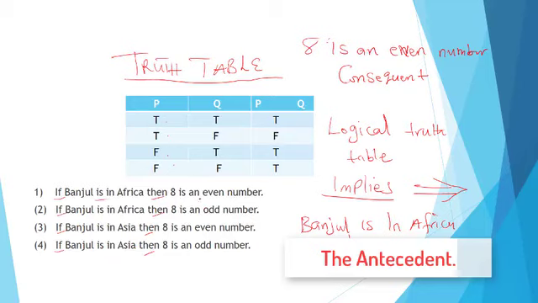Now let's come to this other side. 8 is an even number, so this is called what? The consequent. Now 8 is an even number, which is very correct. So let the sentences here serve as Q, and this one serves as P from the table. So 8 is an even number, so this is true. 8 is an odd number, is false. 8 is an even number, is true. And 8 is an odd number, is false. So the table here is correct.